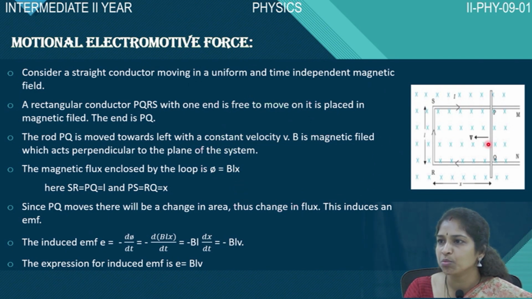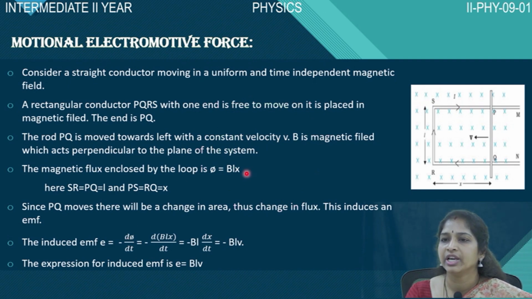Now this PQ is moving with a velocity v. So there is a change in the area. This change in the area produces a change in the flux, because the area is changing. And according to Faraday's law, when there is a change in the flux, an EMF is induced. And what is Faraday's second law? E equals minus d phi by dt. Here the flux is changing, so EMF is generated. What is phi here? BLX. You substitute that in this equation.